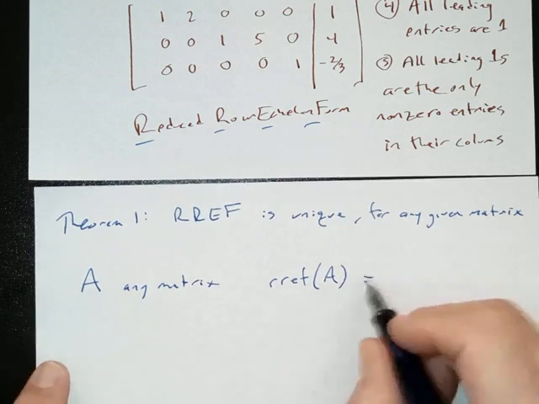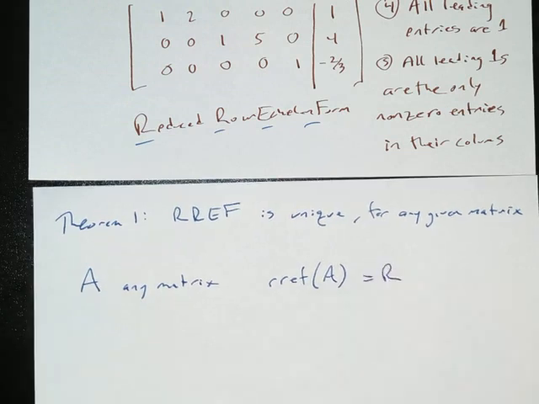Typically, I will use the letter R for a reduced row echelon form matrix. It's not required. You'll see it in a lot of different textbooks, a lot of different ways. My goal with any matrix is to find either a row echelon form or a reduced row echelon form, because that's going to give me my solution set.